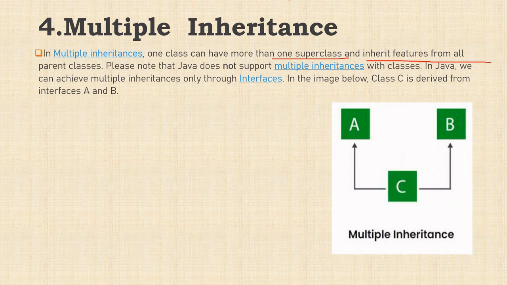So this is class A and class B. Both are base classes. Class A is a base class, class B is also a base class. So we are extending features of class A and class B in C. So this will be the image of multiple inheritance. But Java does not support it by class, Java supports it by interface.